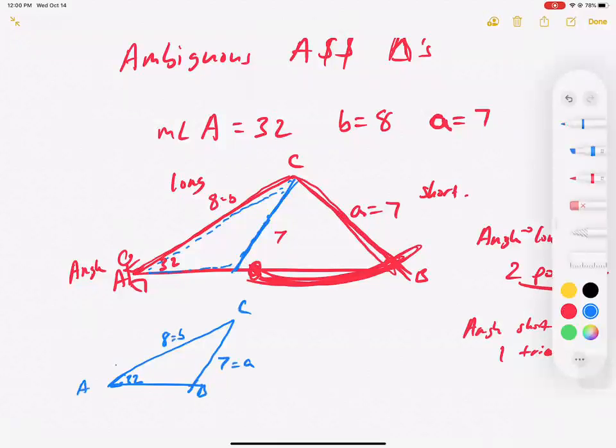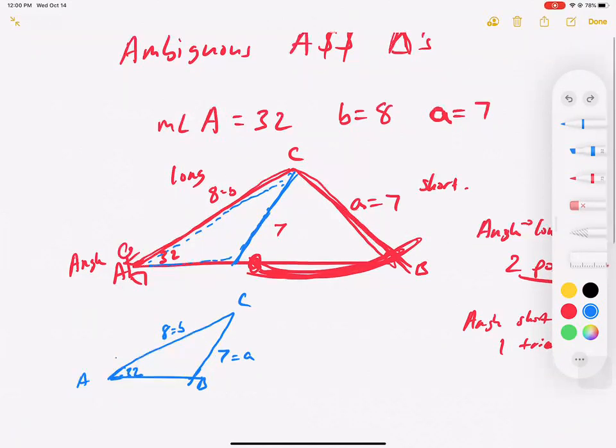And the problem is, yeah, angle, side, side. Now, which triangle is it? In math, we learn to solve for both. Why do we have to solve for both?